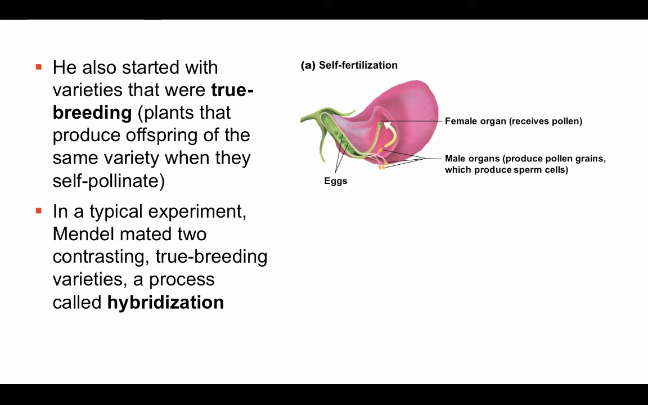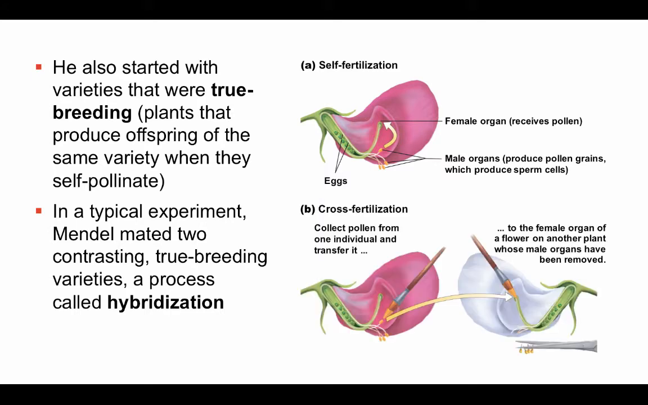So in a typical experiment, Mendel mated two contrasting true breeding varieties to each other in a process called hybridization. So let's take a look at how he did that, given that these plants typically self-pollinate. So what he did was, from some of the plants, he removed the stamen, these organs that produce the pollen, before the pollen developed. So there would be no opportunity for this plant to fertilize itself.